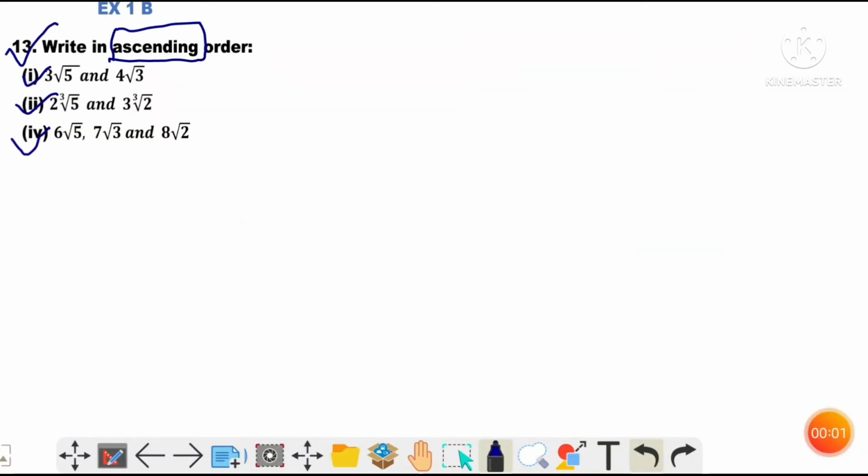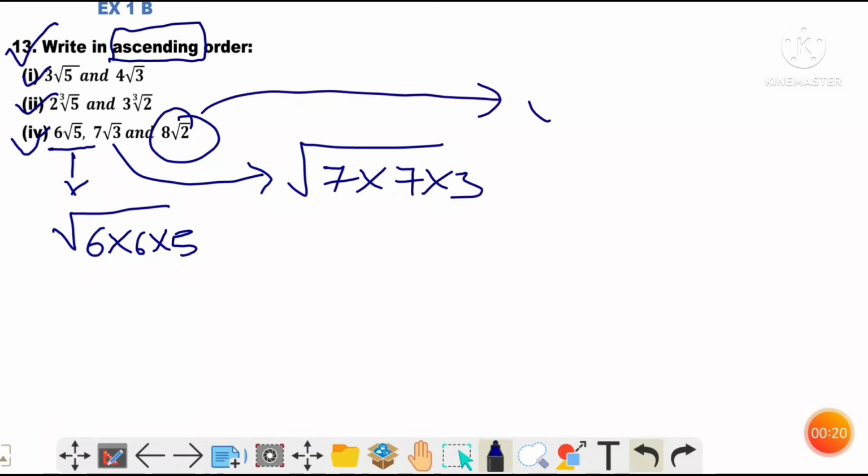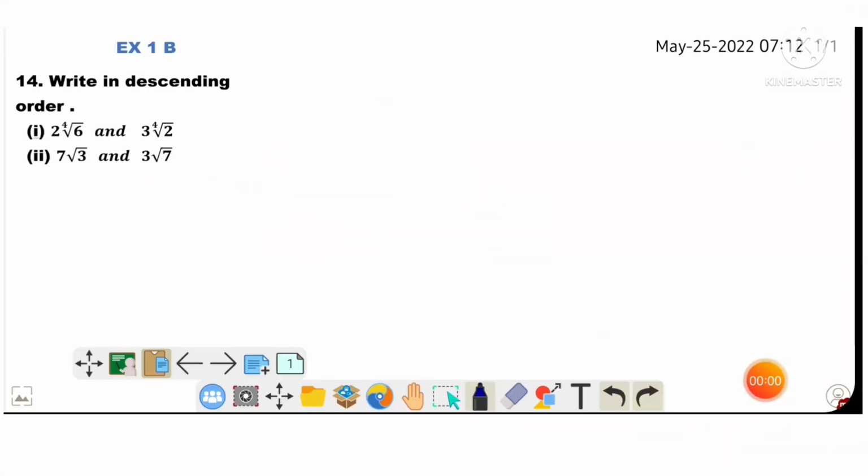In the similar way, you will solve the next question, question number 3. Since it is the square root, you can write it as 6 into 6 and 1 5 is inside. And here it is also square root, 7 into 7 into 3. Next is also square root, there will be 2 8s, 8 into 8 into 2. You'll multiply all these and you'll solve. This is your homework.